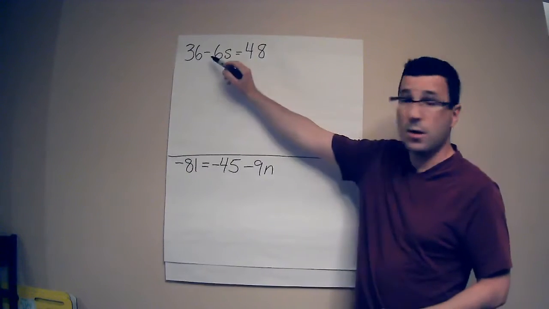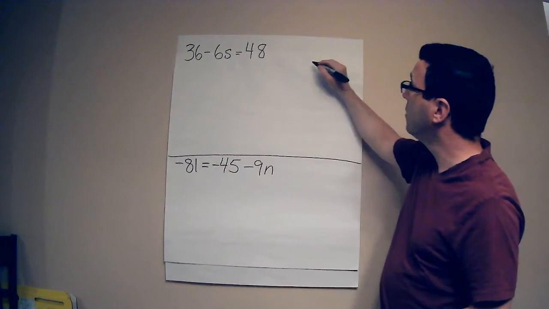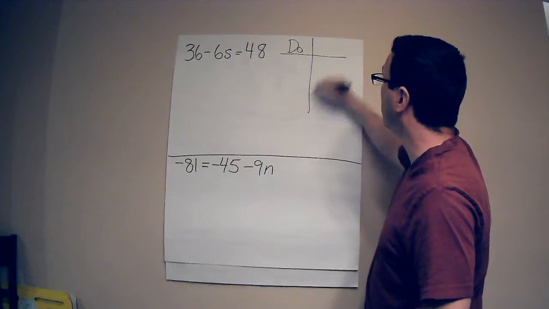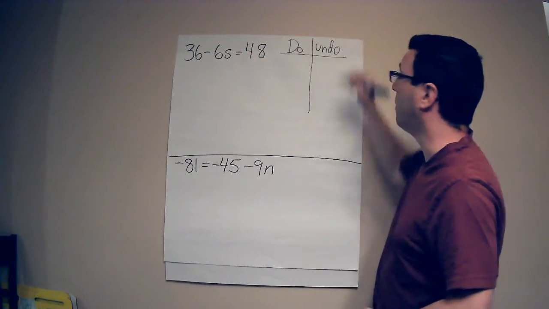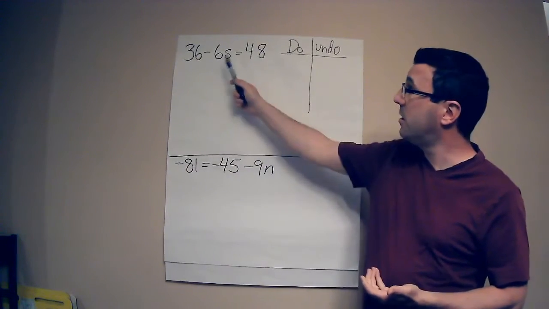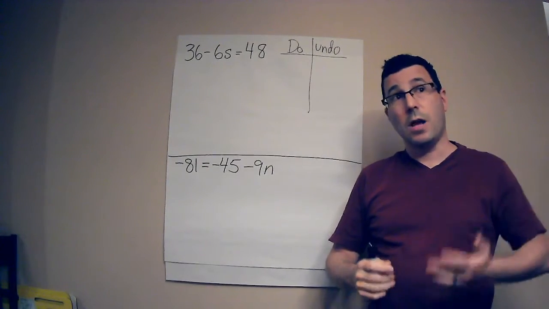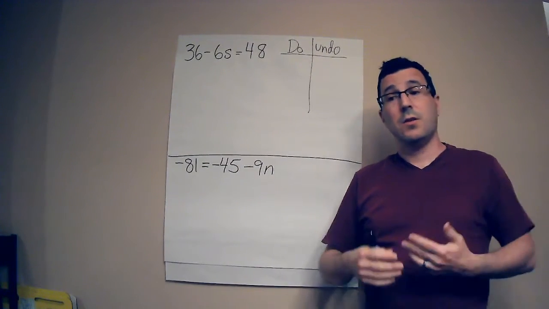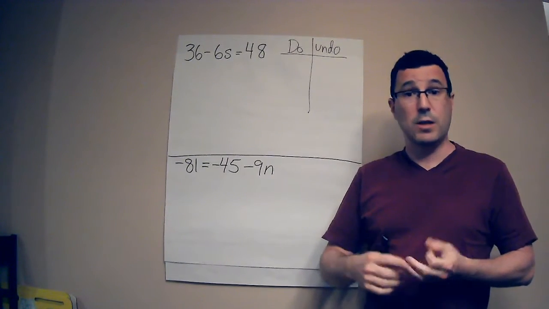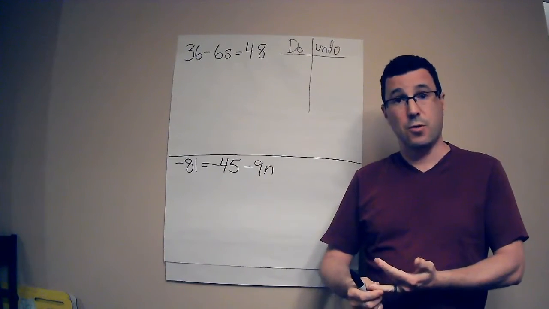So I have here 36 minus 6s equals 48. So again, I'm going to do my do-undo chart. Now when we look at this, 36 minus 6s equals 48, I look at this and I go, okay, well, I'm going to, again, think PEMDAS. The ones that we're doing, we're not going to have parentheses, we're not going to have exponents. So really we're looking at, do we have multiplication and division, and do we have addition or subtraction?